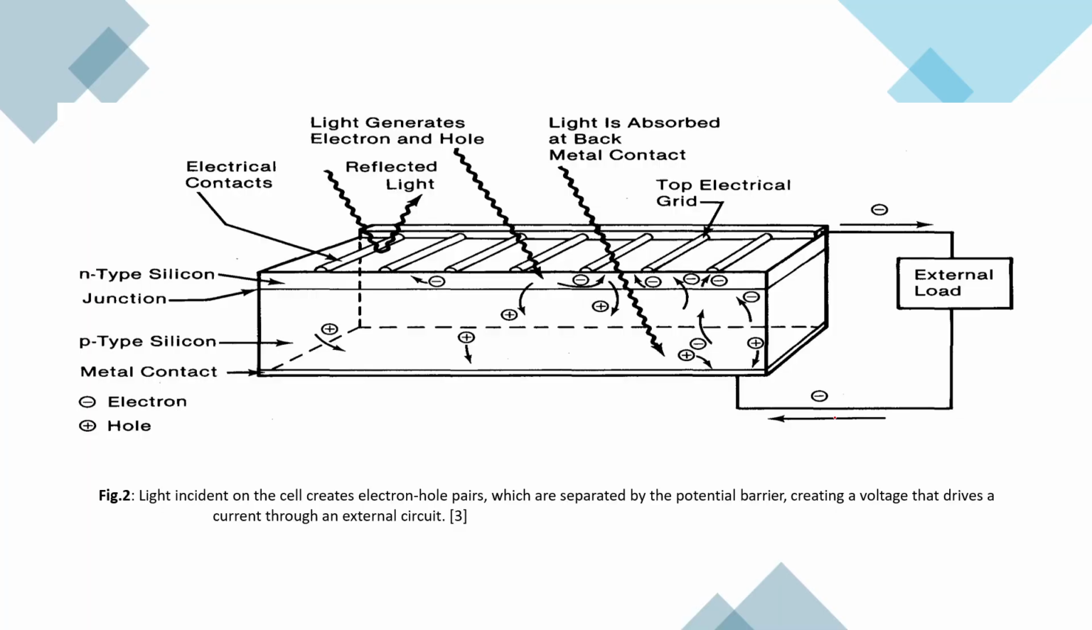You would have already seen this phenomenon of the solar PV cell in your 11th and 12th classes, but here I will recap it. This is an N-type silicon. When light energy comes over here, it generates an electron-hole pair, and due to the generation of the electron-hole pair, a potential barrier is created, which creates the voltage that drives the current through the circuit. If we complete this circuit with an external load, a current will flow.